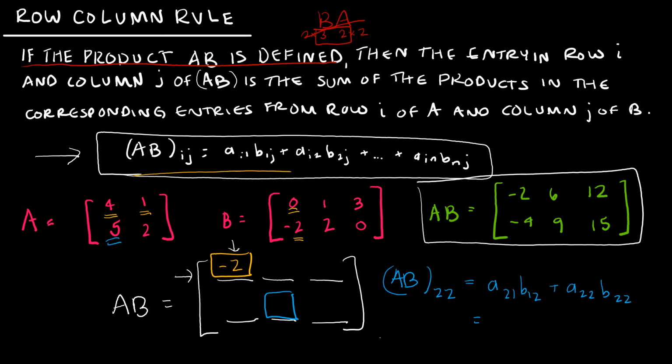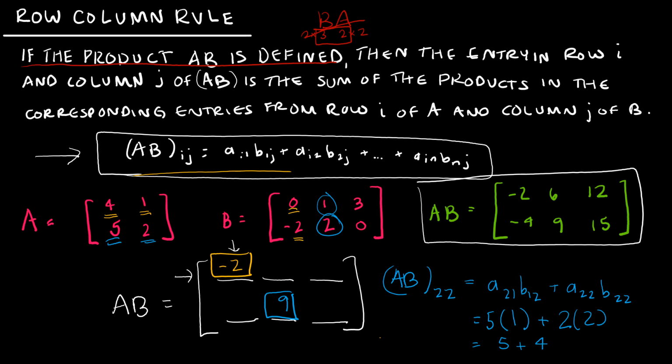A 2 1 is 5. B 1 2 is 1. A 2 2 is 2. It's a lot of 2's. And B 2 2 is 2. So what does that give me? 5 plus 4, which is 9.